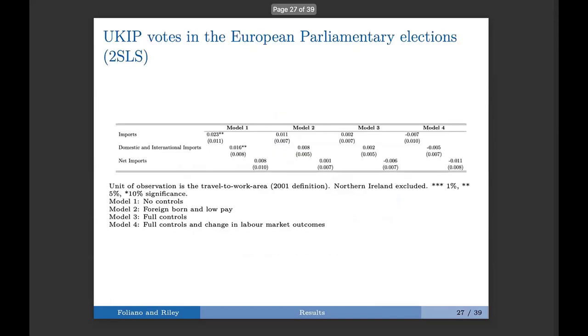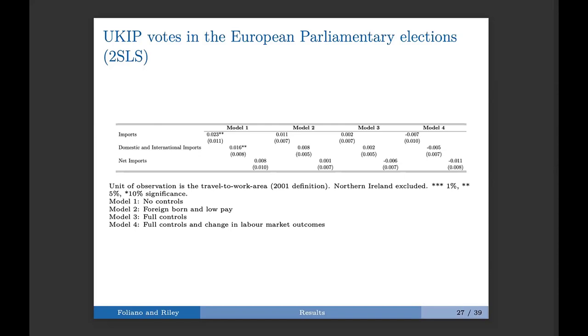I'm going to skip this, otherwise I won't have time. But very quickly, I want to talk about the results for the UKIP votes. So when we look at the changes in UKIP votes in European parliamentary elections between 2004 and 2014 on the change in import competition measure, we observe that there is an association, but this association disappears once we control for a comprehensive set of characteristics of the local labor market.